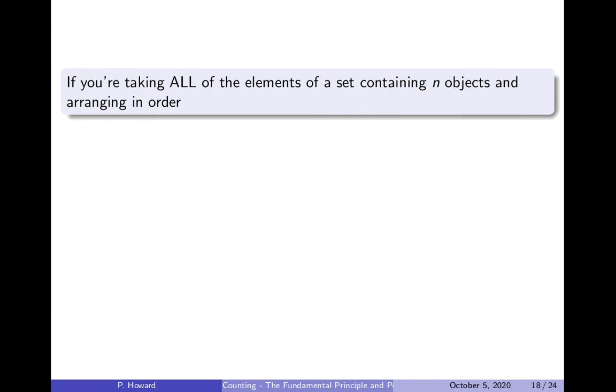If you're taking all of the elements of a set containing n objects and arranging in order, it's simply called a permutation of n objects. It would not be incorrect to say a permutation of n objects taken n at a time, but usually the terminology is just a permutation of n objects.